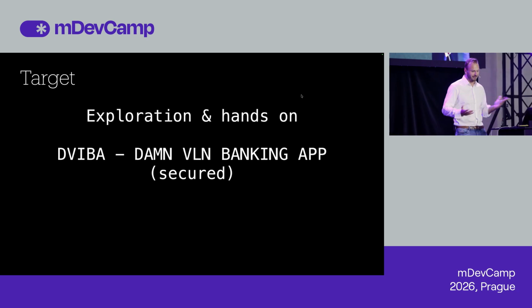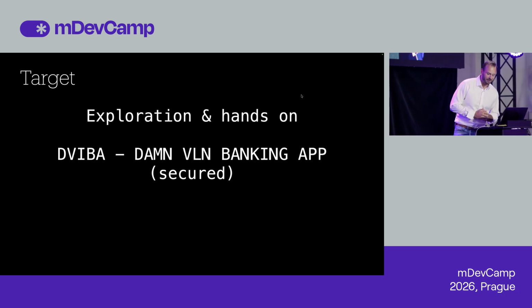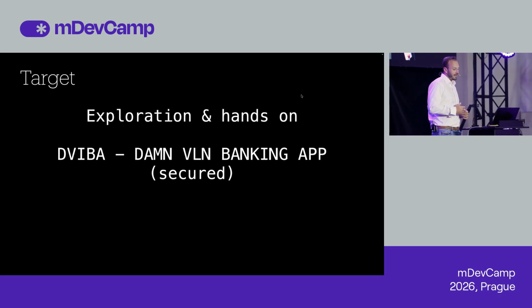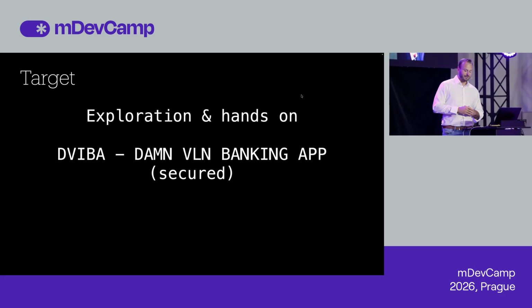So before we actually go and do something, we need to have a target. So today's target is Dviba. Dviba is damn vulnerable banking app. Very solid business. I have many customers. It's my app developed purposely for reverse engineering challenges.